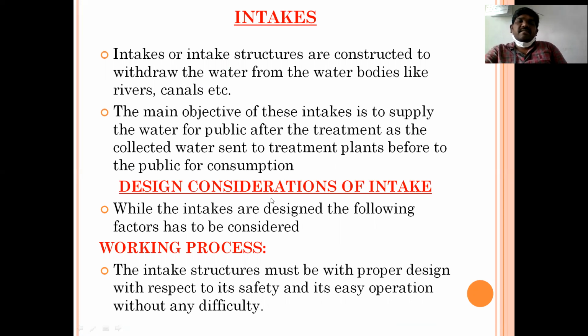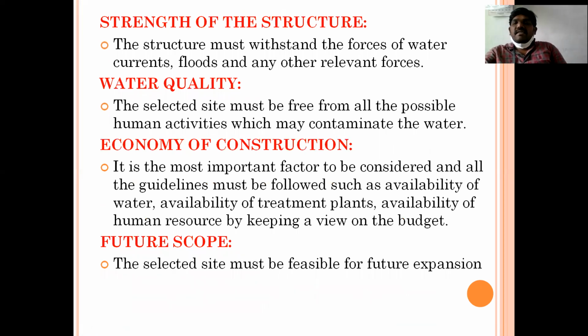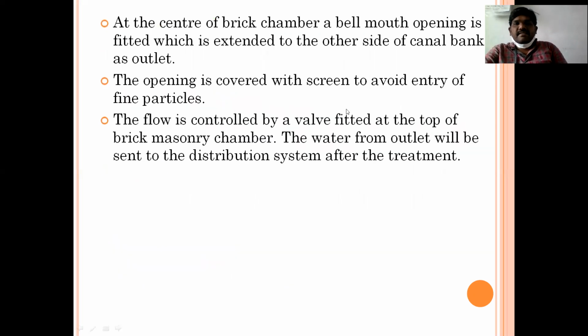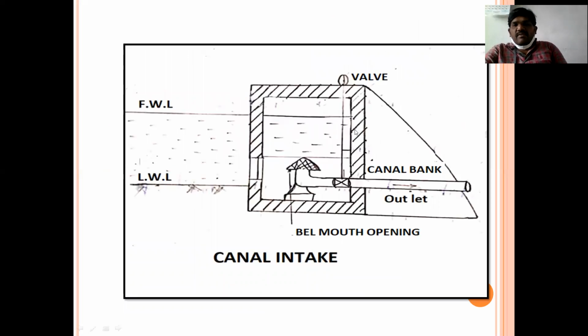These are the different considerations we should go through before constructing these intakes: working process, strength of the structure, water quality, economy of construction, future scope must be considered. Here we have seen canal intakes, reservoir intakes, river intakes, lake intakes. Everywhere water flow is regulated with valves. There are different types of valves, sluice valves, check valves, and all those will be discussed separately in the topic on valves.